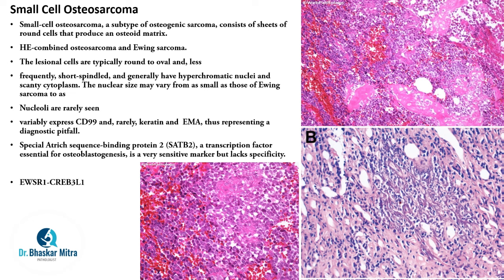If we get a clear osteoid, as shown in this picture, then it is a small cell osteosarcoma. It is an osteogenic sarcoma consisting of sheets of round cells that produce osteoid matrix. Morphologically, it may sometimes look like Ewing sarcoma when only a small amount of osteoid is visible. They variably express CD99, rarely cytokeratin and EMA, but they usually come positive with SATB2. But the diagnostic point in these cases is the presence of osteoid material.